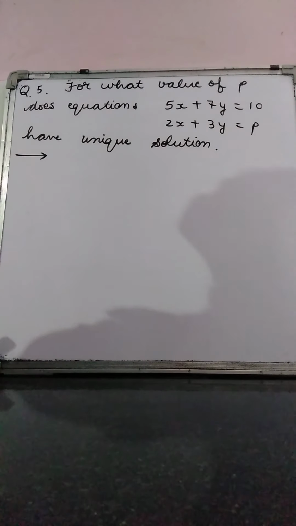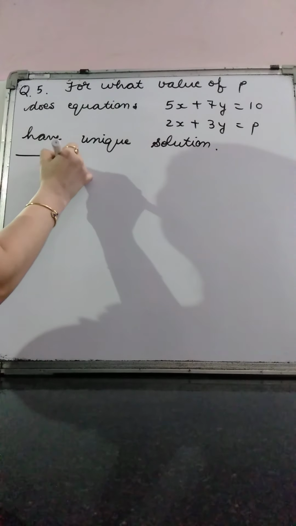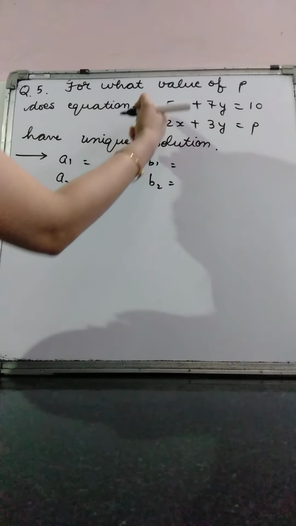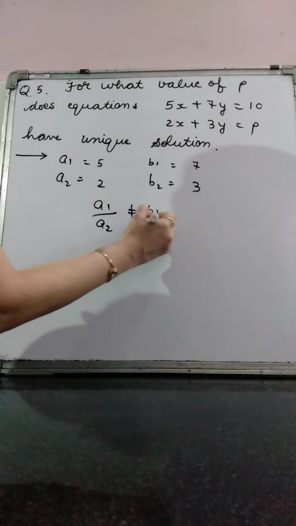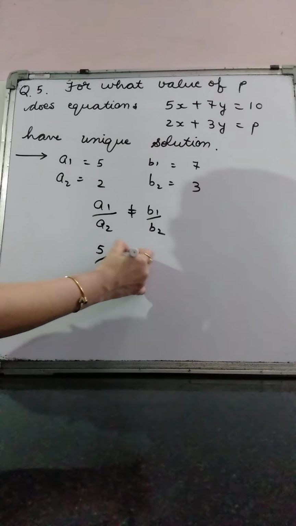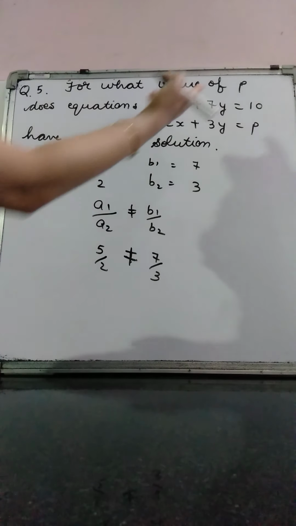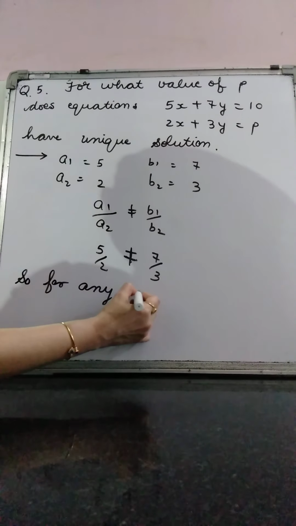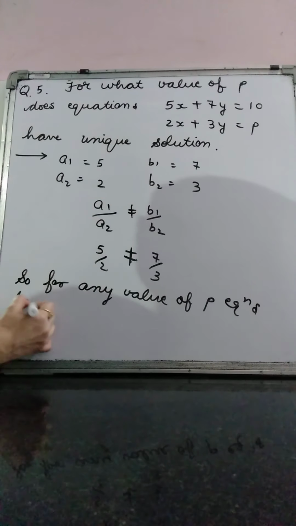Now next question is for what value of p do these equations have unique solution. First of all, write the values of a1 and a2, b1 and b2. The values of a1 and a2 are 5 and 2, b1 and b2 are 7 and 3. Now apply the condition a1 by a2 not equal to b1 by b2. So it is 5 by 2 not equal to 7 by 3. The condition is satisfied. So p is not coming. So for any value of p, equations have unique solution.